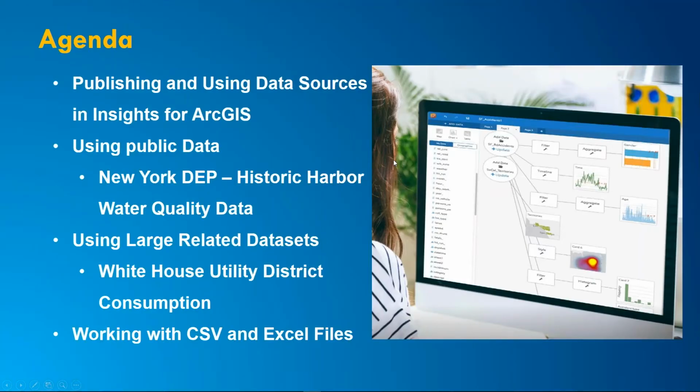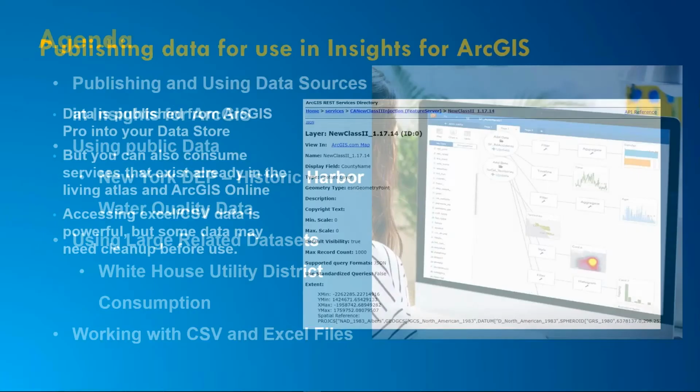Our agenda today is pretty straightforward. Publishing and using data sources in Insights for ArcGIS. We're going to be looking at using some public data coming from the New York Department of Environmental Protection, looking at about 100 years of historic harbor water quality. Then we're going to look at using large related data sets. In this instance, we're going to be looking at some information from the White House Utility District on about 10 years of consumption. And then, like I said before, Matt's going to be digging down into working with CSV and Excel files.